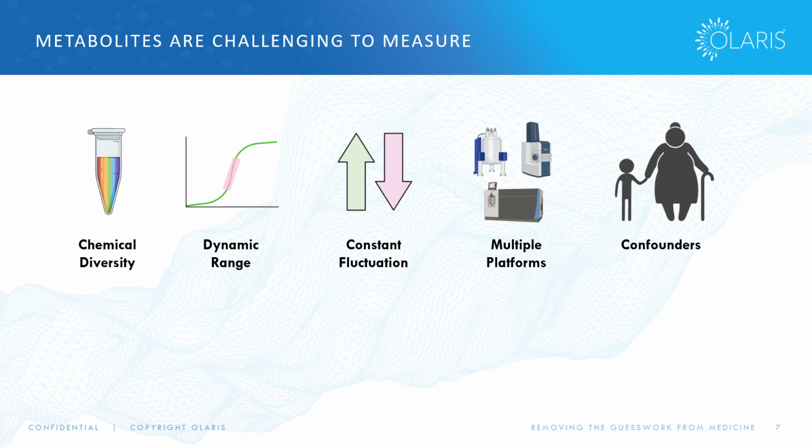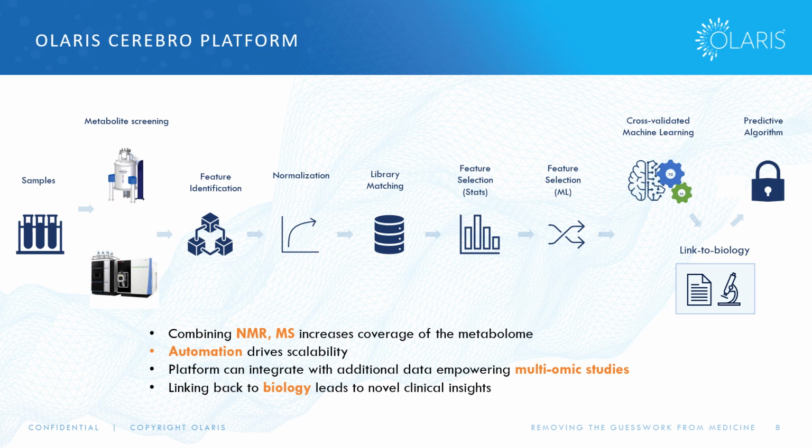In addition, you have to consider what we said at the beginning. As metabolites give you an idea of everything that's in that system, they are also affected by confounders. So, for example, by BMI, by age, by sex, and all of these things. But in spite of these challenges, at Olaris, we still believe that the metabolome can transform care, and we try to do that. How do we do that?